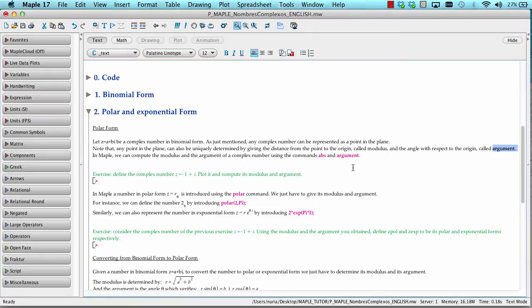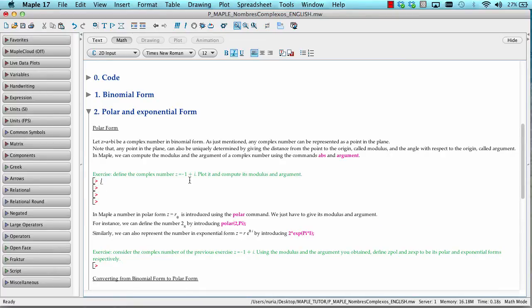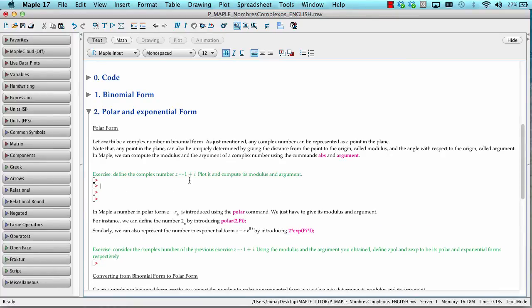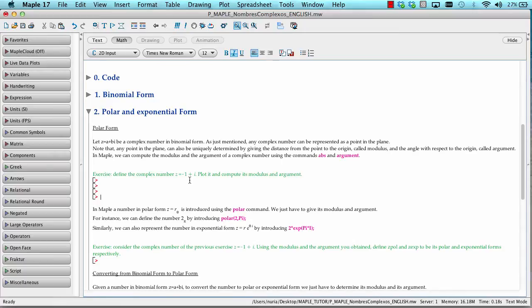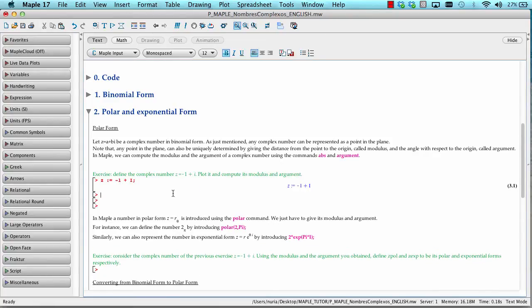In Maple, it's really easy to compute the modulus and the argument of a number because we have the abs and argument commands. So we make more lines. Remember Ctrl-J, Ctrl-K, or the symbol up above. We define the number, colon equal, -1 plus I, execute the line, and then plot it and compute its modulus and argument.